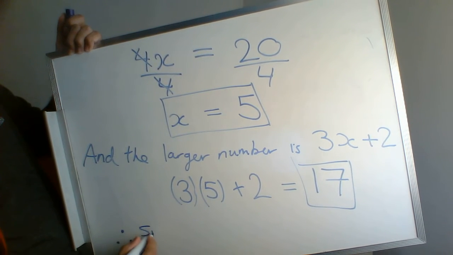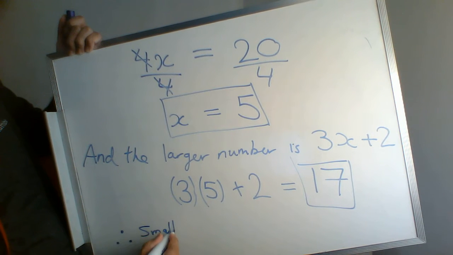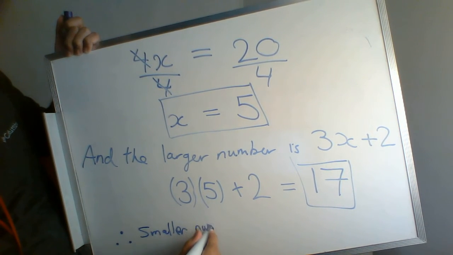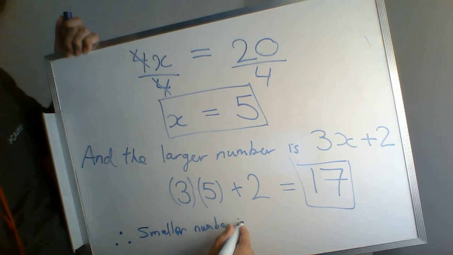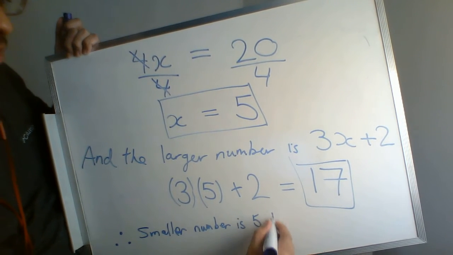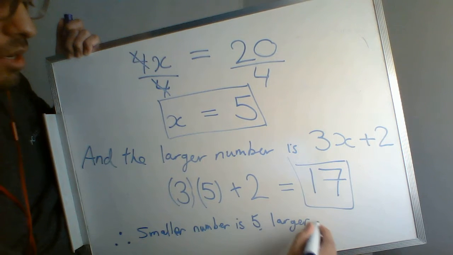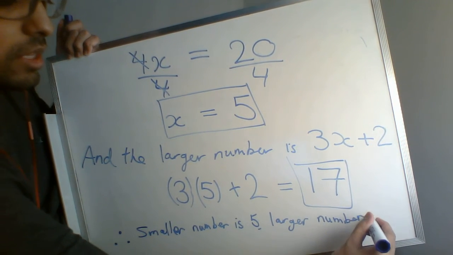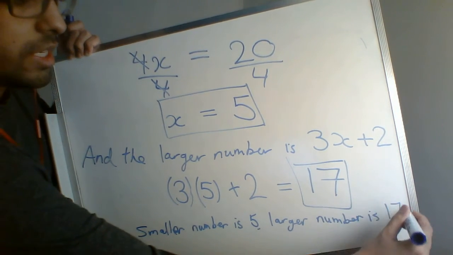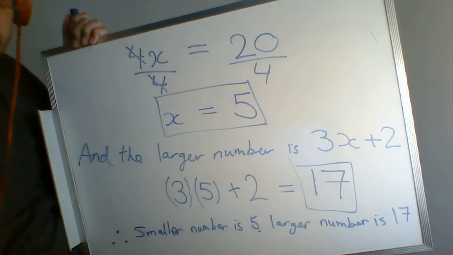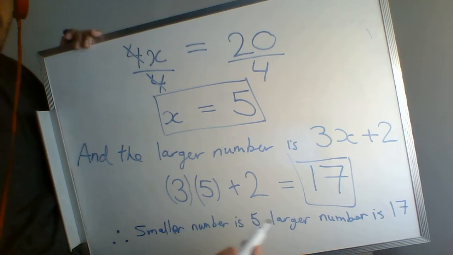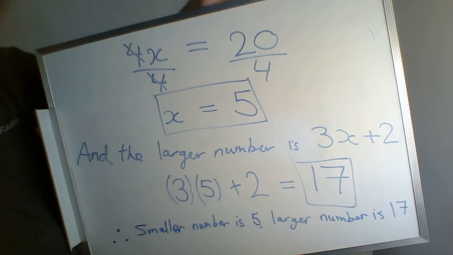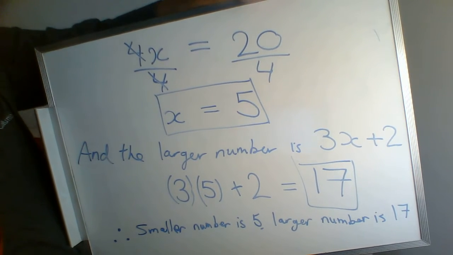Therefore, I'm just out of laziness, I'm leaving out the word the. Therefore, the smaller number is 5 and larger number is 17. Alright, hopefully you can read that down there. That's therefore the smaller number is 5 and the larger number is 17. I just left out a couple of smaller words because I'm a little lazy right now.